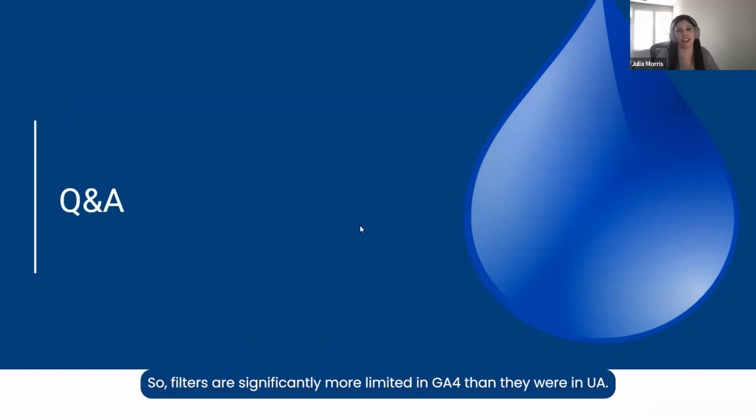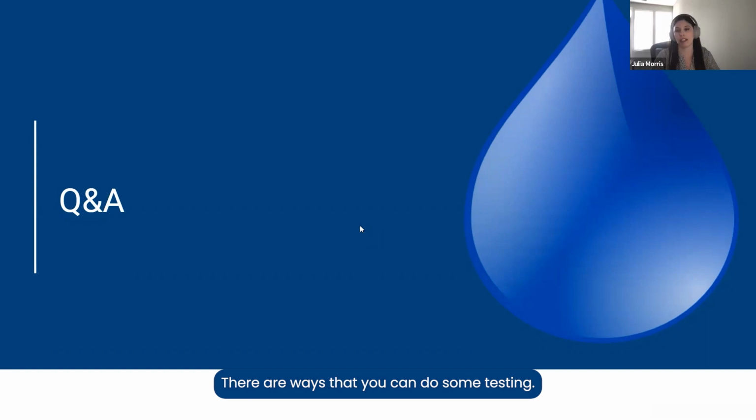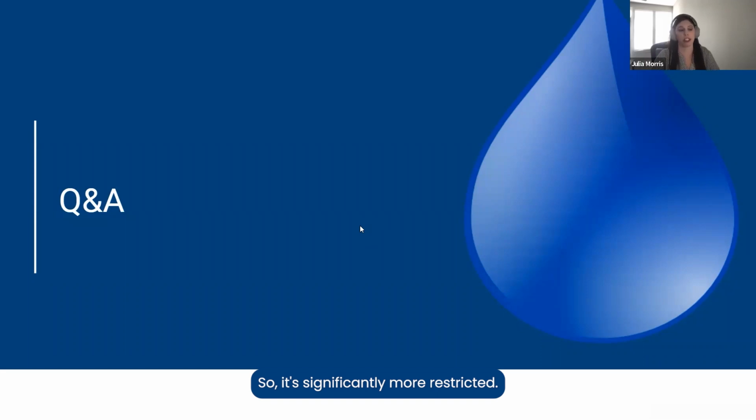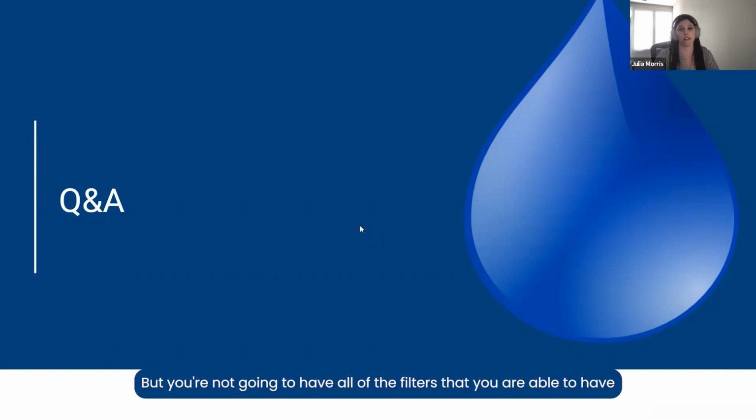So filters are significantly more limited in GA4 than they were in UA. Currently, GA4 only recognizes 2 filters: internal traffic and developer traffic. There are ways that you can do some testing. However, once those filters are applied, that change is permanent. So it's significantly more restricted. GA4 does do some automatic filtering of some spam, but you're not going to have all of the filters that you are able to have in Universal Analytics, which very much ties into creation of different views.